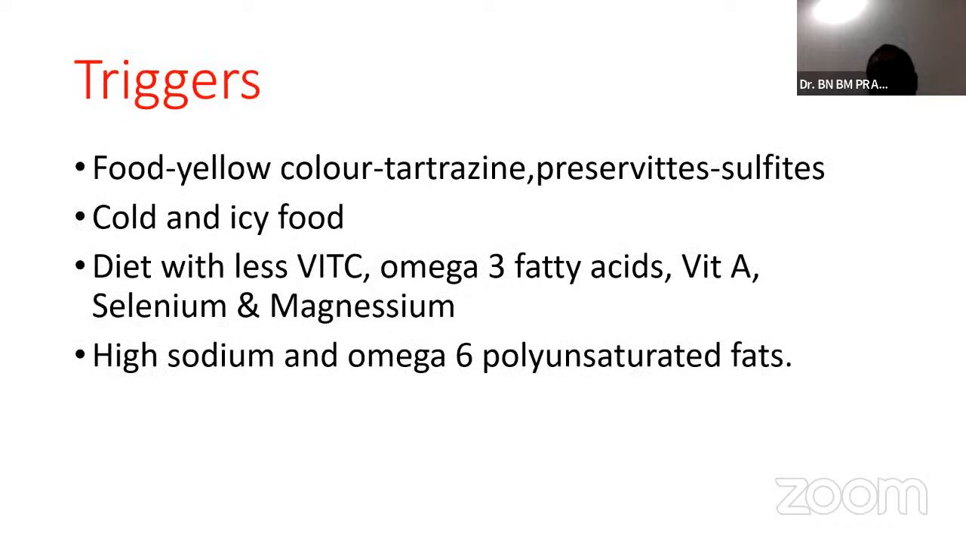Now, even food like coloring agents, cold and icy food, and a diet which is deficient in vitamin C, omega 3 fatty acids, vitamin A, selenium, zinc, and magnesium can affect the airway smooth muscles and result in bronchospasm, the triggering of the airways and the muscles, and hyperresponsive airways can be because of the deficiency of these micro elements and also vitamins. High sodium content and omega 6 polyunsaturated fatty acids can also result in triggering of asthma.